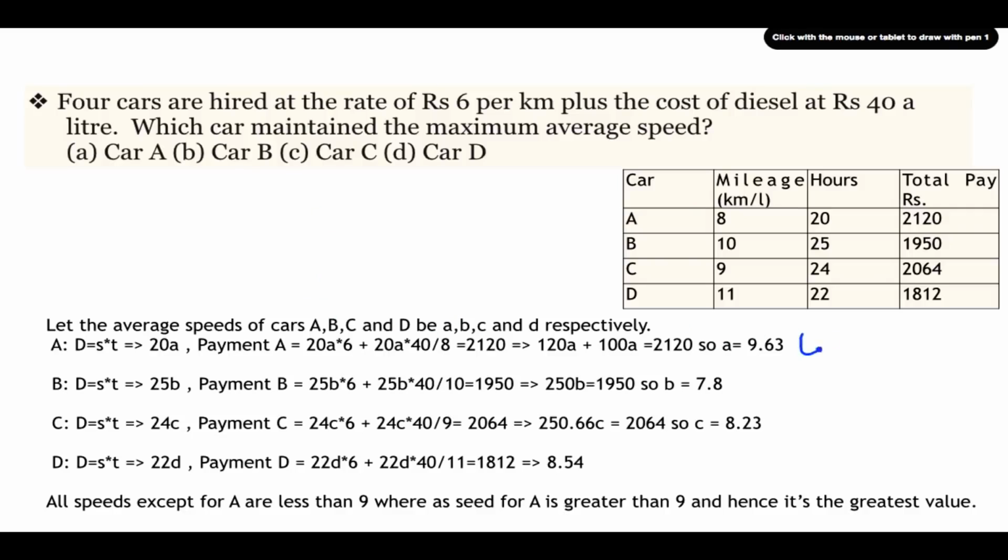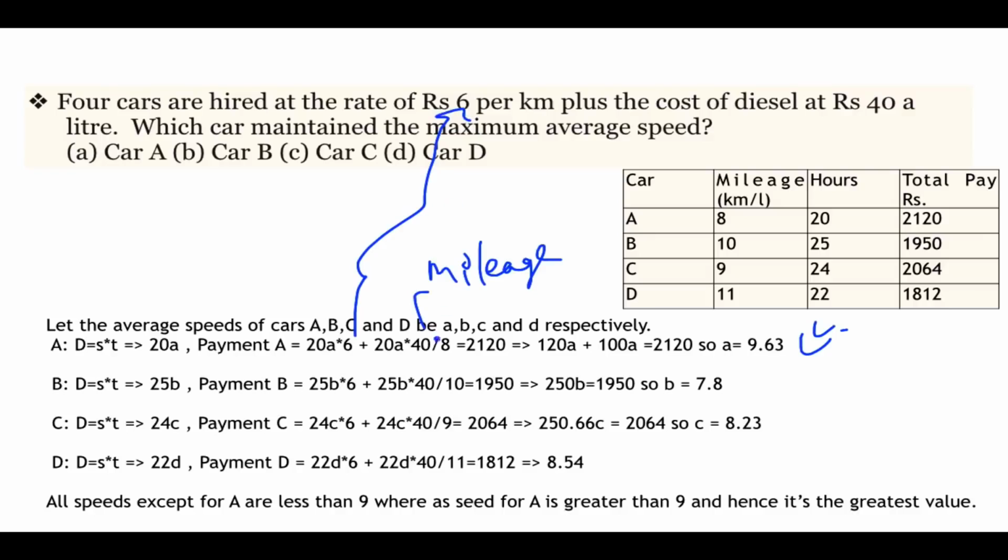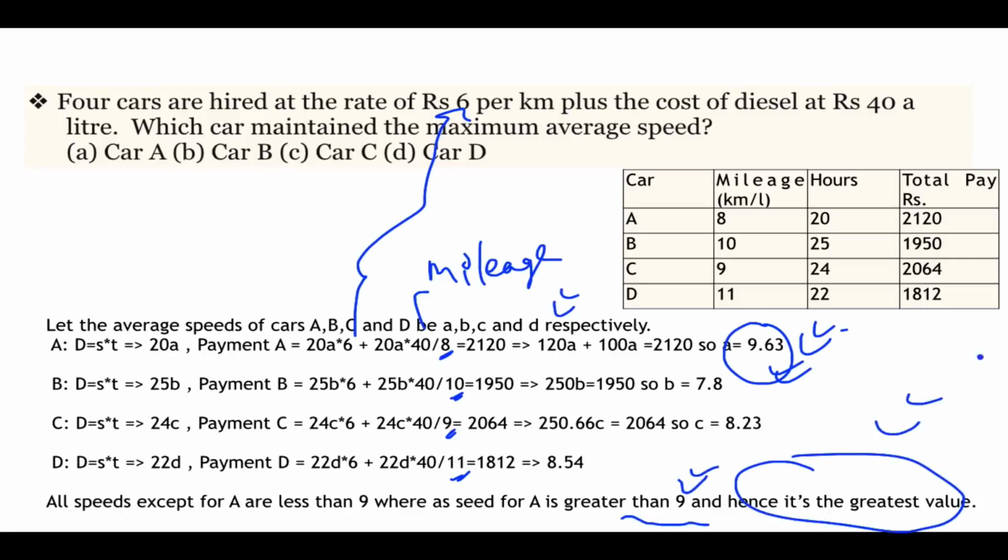So for A it will be 9.63. Similarly it goes, so this 40 is the mileage, and this 6 is the fixed pay. This 6 is here, and these are the mileages given per car, and these A, B, C, D are the respective speeds. So in this case 9.63 is the correct answer, or you can also see, since A is greater than 9, hence it is the greatest value.